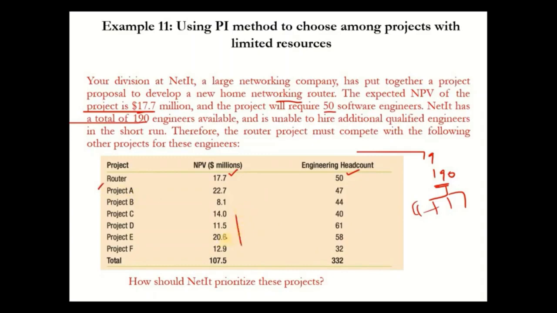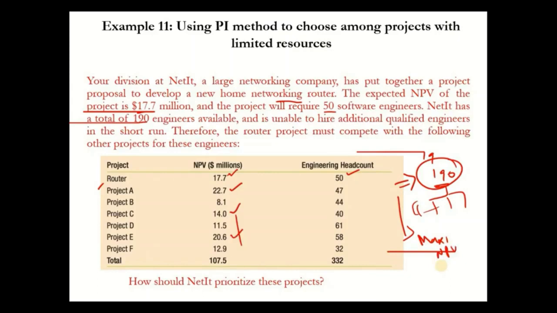So can we choose based on NPV? If we choose based on NPV, we will choose this one with 47, then this one, then this one, and maybe we will not cover 190 engineers. But the profitability index helps you to best utilize these 190 engineers, giving us the maximum NPV. It will help us choose the projects which will totally give us a higher NPV.